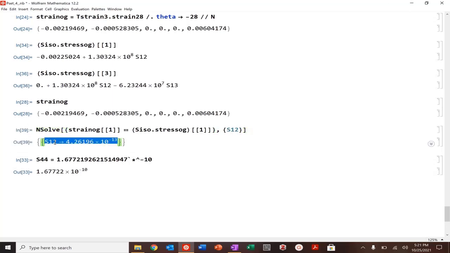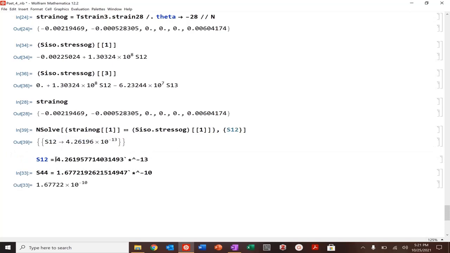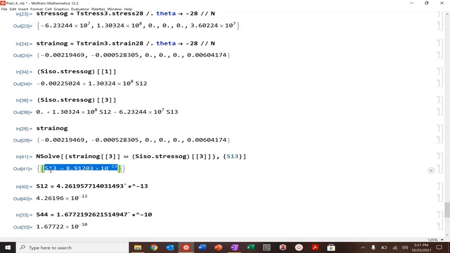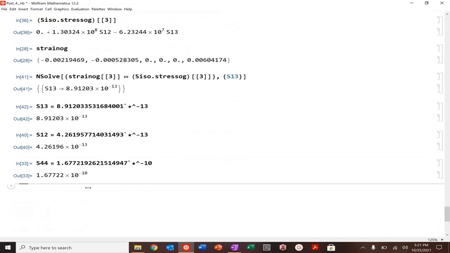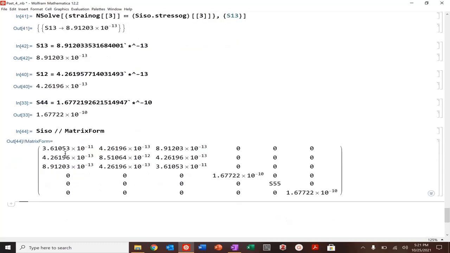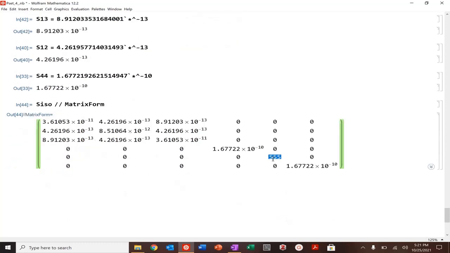So I could get S12, solve that value, and then I could also now solve for the third, S13. I could get that value right here. So let's look at our S iso. So let's look at the full, actually, matrix form. So I still need the S55. So what am I going to do?